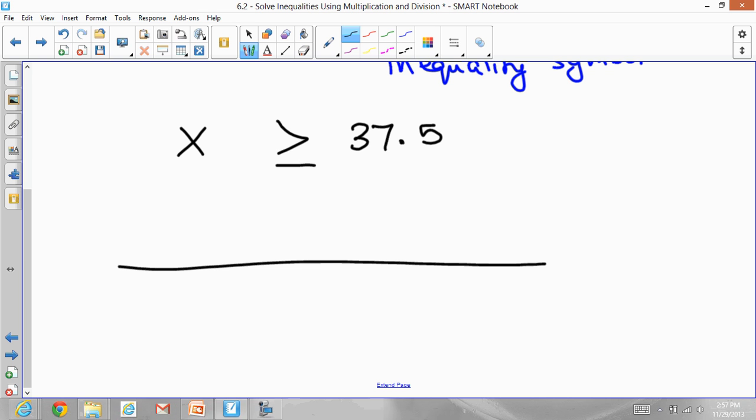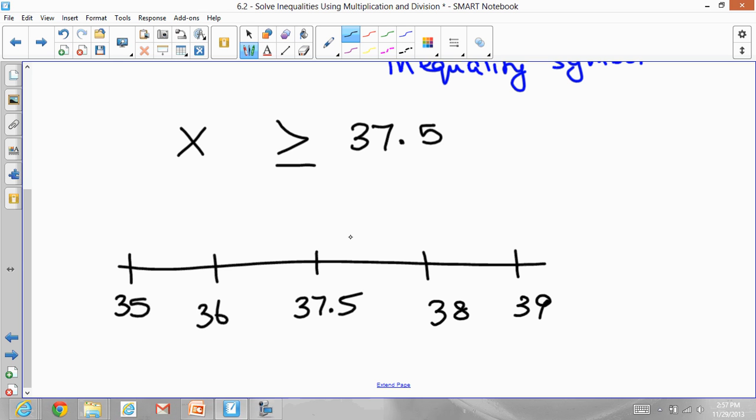Now the last step is your graphing part. So you have 37.5, a couple of numbers to the right. So I got a 38 and a 39 and a couple of numbers to the left. So I got a 36 and a 35. And in this case, it is going to be a closed circle on 37.5.